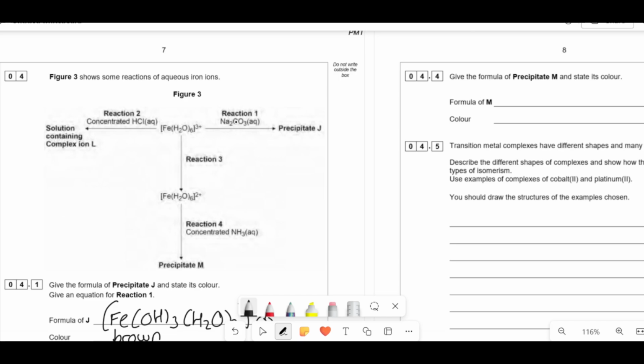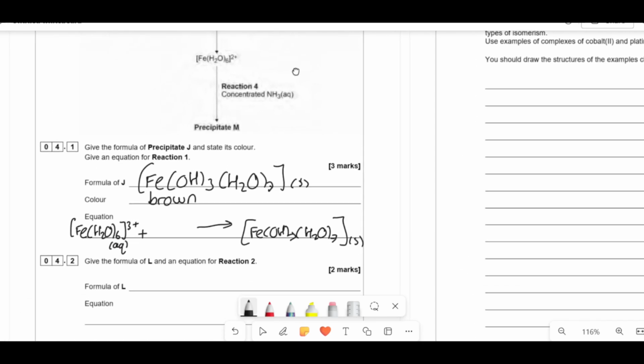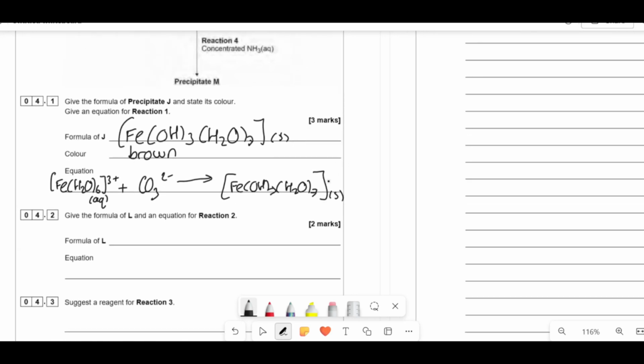We're going to be reacting it with Na2CO3. The Na2 is irrelevant. It's the CO3 2- that's doing the job. So CO3 2- is reacting with this. We know for a fact that this has gone from H2O6 to H2O3. So that means that 3 of these have lost an H. It's acted as an acid. That's how we get the OH. It's not a ligand substitution reaction. It is an acid-base reaction.